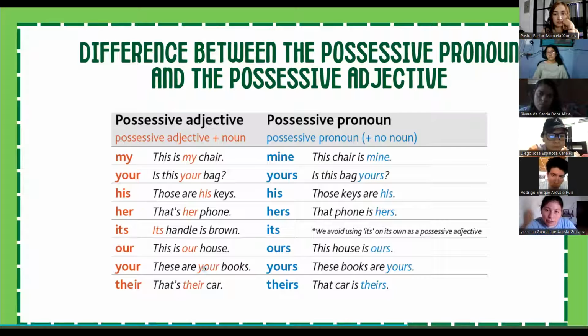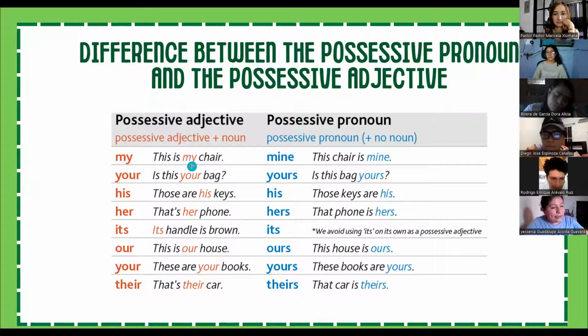Okay, thank you, Diego. So if you see, guys, the structure of the sentences with the possessive adjective, there is always the possessive adjective preceding a noun. A noun, es un sustantivo, un objeto, like the object we're talking about. My chair, your bag, his keys, her phone, its candle, our house, your books, their car. We have the possessive adjective plus the noun.